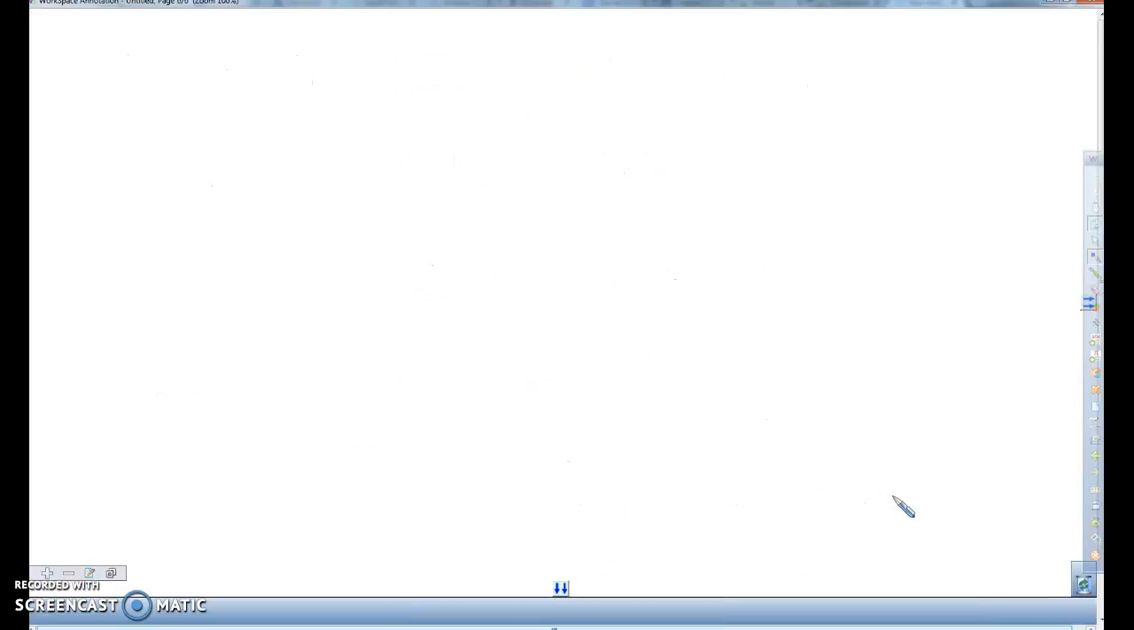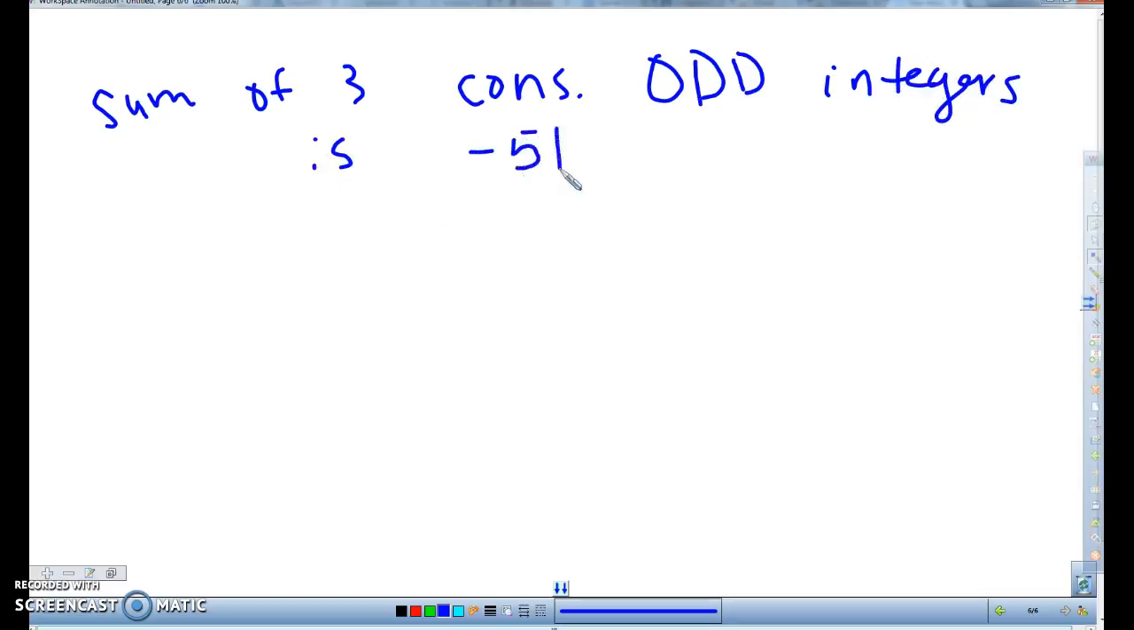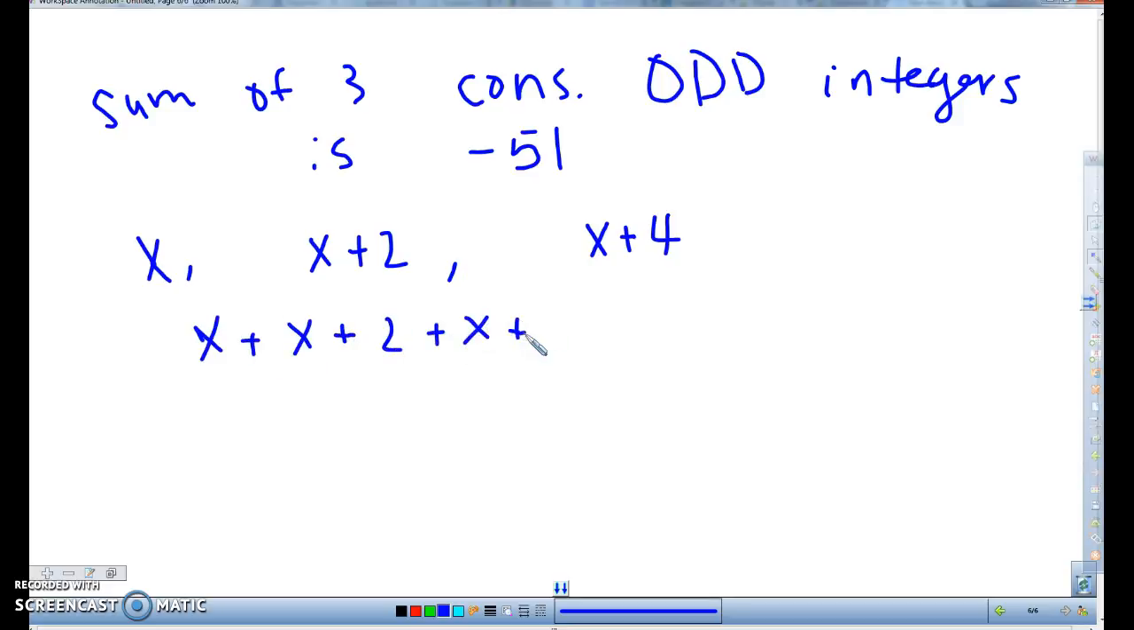Let's try another one. This time I'm going to say that the sum of 3 consecutive odd integers is negative 51. That kind of sounds odd, but let's go with it. Since I'm using odd integers, my first one will be x, my next one will be x plus 2, and my last one will be x plus 4. And again, I'm looking for the sum of those, so I'm adding them all up and putting them equal to negative 51.